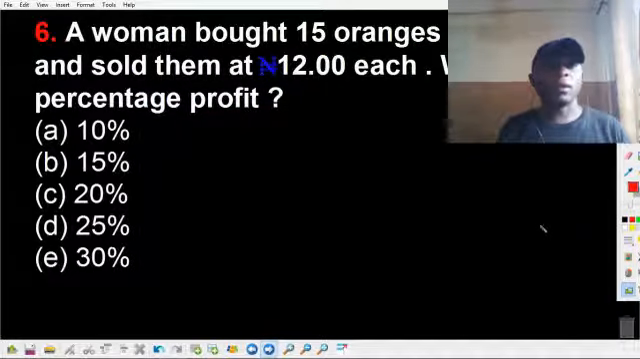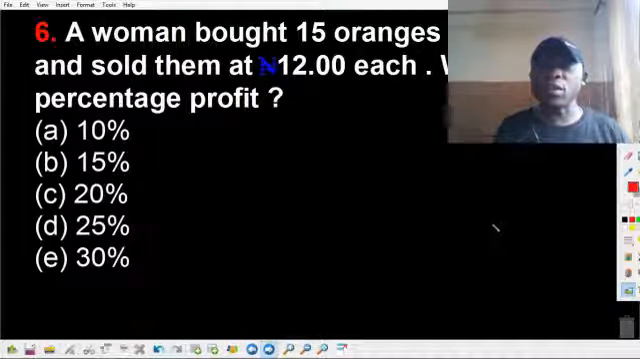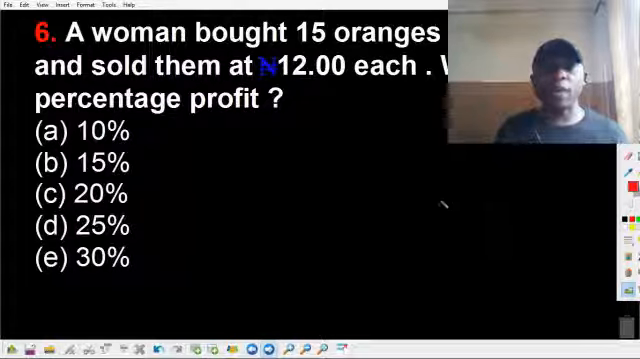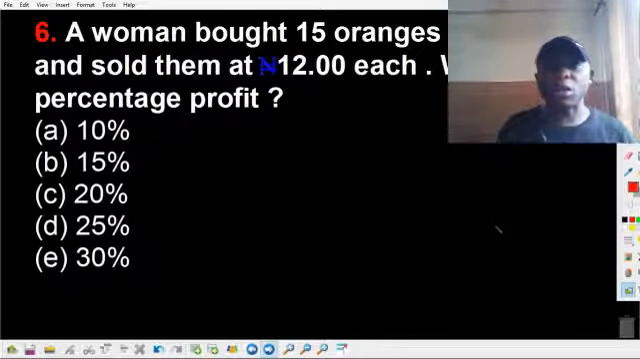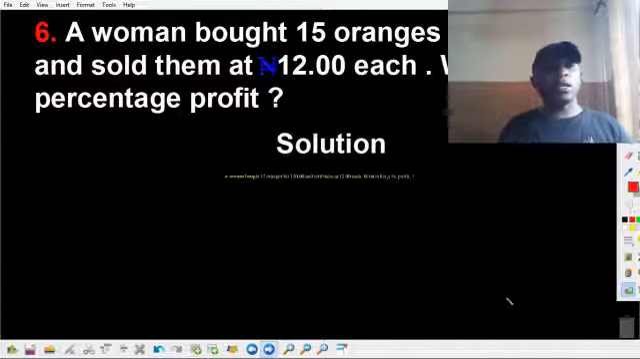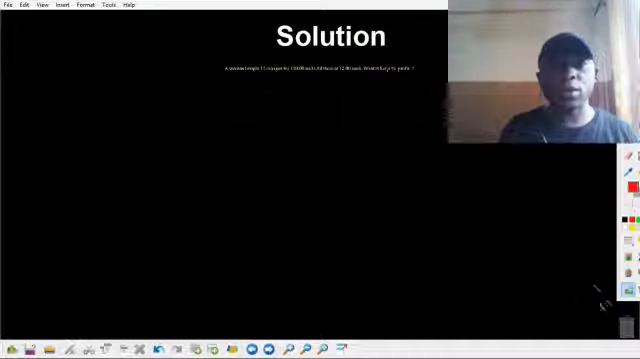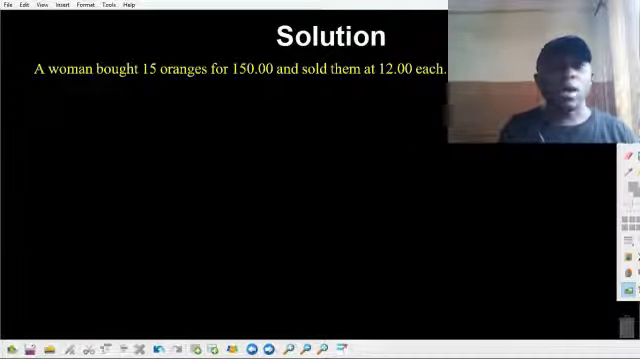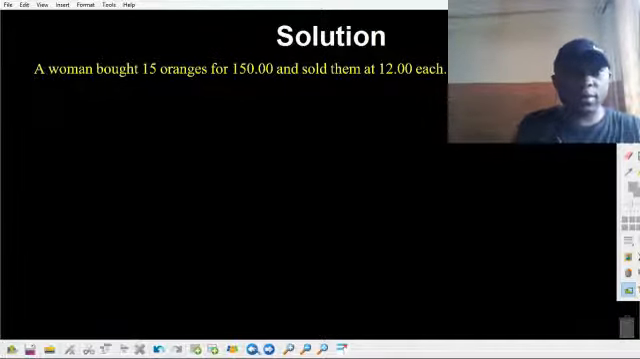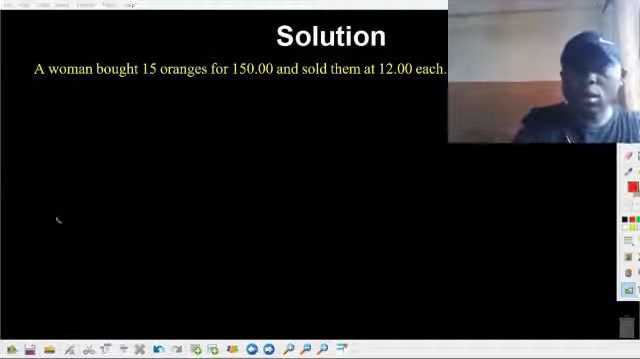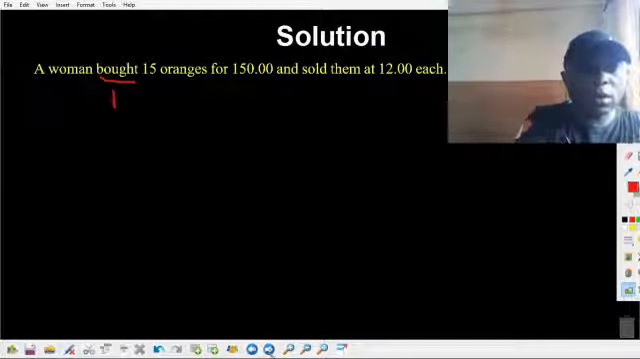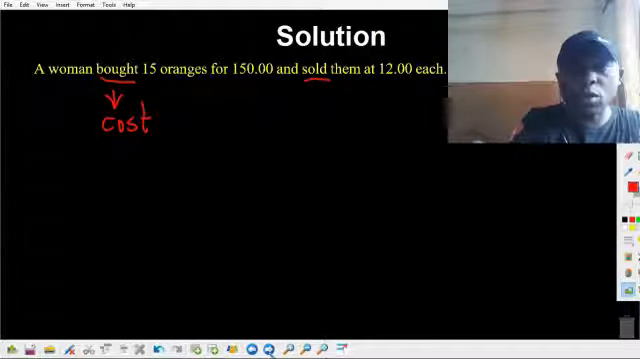number 6. A woman bought 15 oranges for 150 naira and sold them at 12 naira each. What is her percentage profit? Now, let's quickly look at the solution to this question. Considering the word bought, bought means cost. Sold means what? Selling. A selling price.